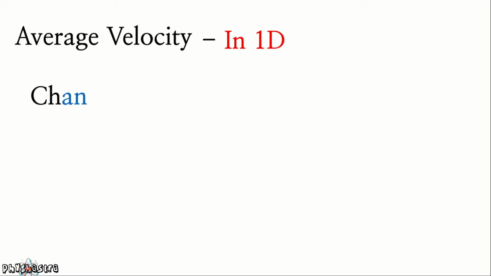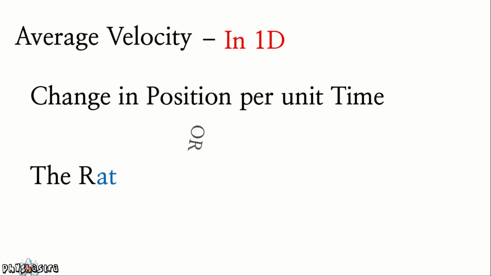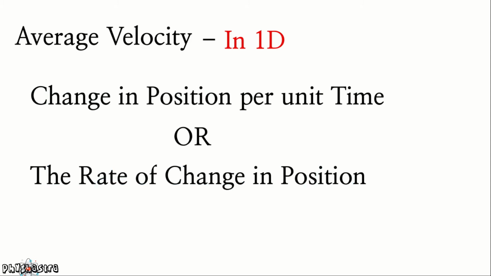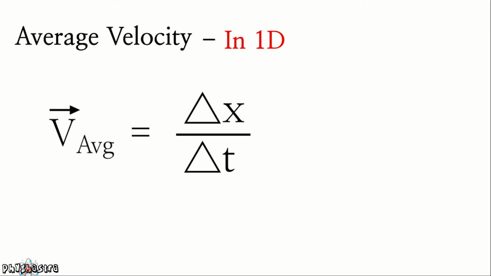Average velocity is change in position per unit time, or rate of change of position. Therefore, it is mathematically represented as delta x, change in position, upon delta t, change in time. For 3 dimensions, we replace x by r.